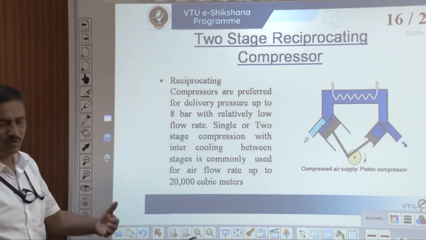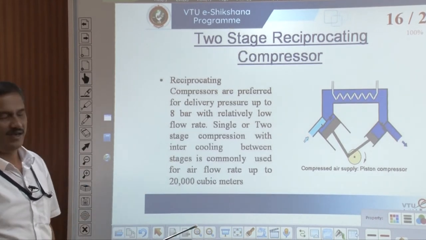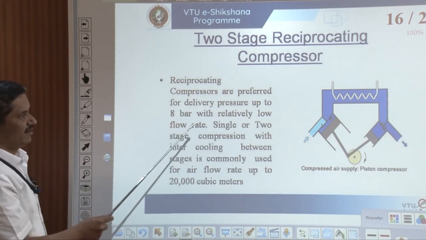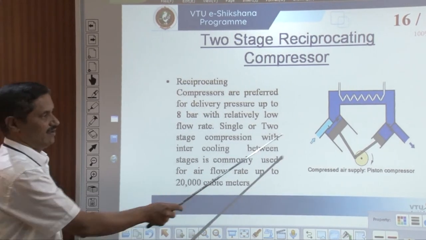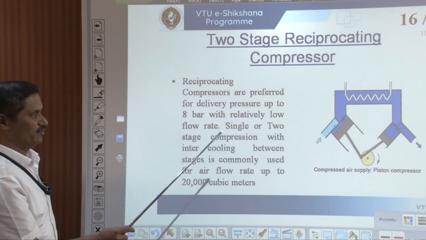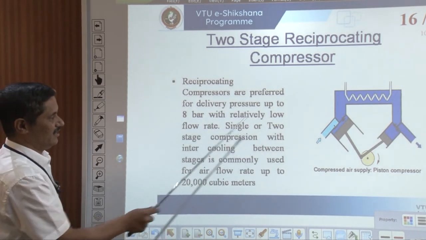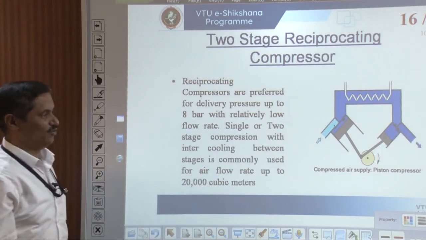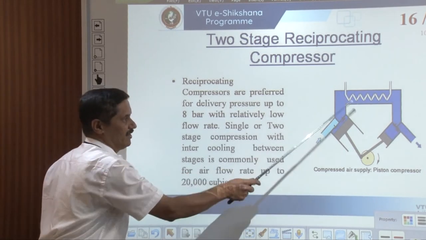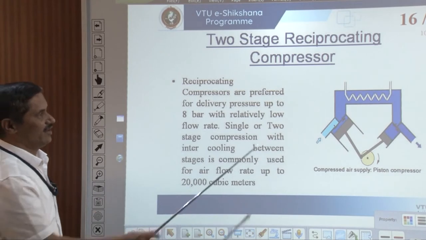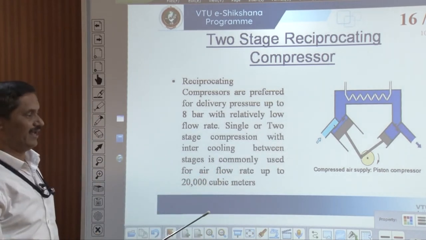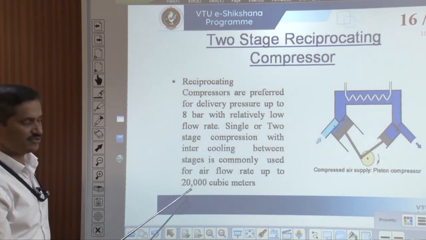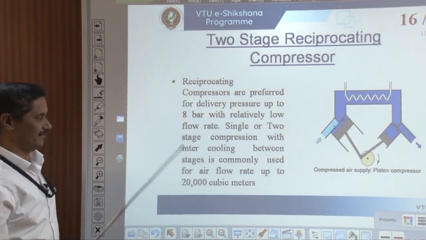We need to cool the air before we send it to the next cylinders. Reciprocating compressors are preferred for a delivery pressure, normally 8 bar. Even higher pressures are available in reciprocating, up to 20 bar. Single or two stage compression is allowed with intercooling. There are two types of intercooling available, water cooled and air cooled, so depending upon your requirement, you can choose either. Normally, the air flow rate of this will be around 20,000 cubic meters.